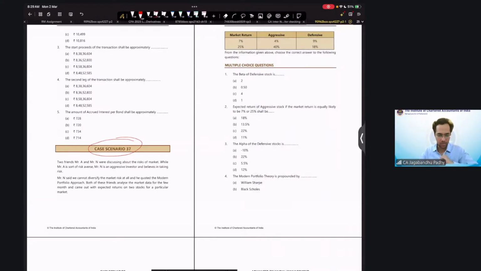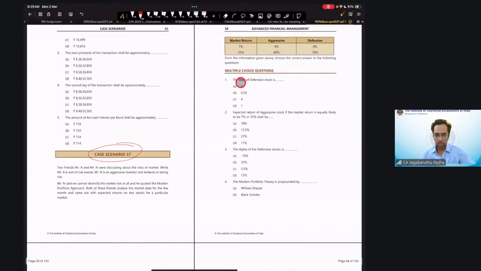Okay, let us start. Two friends, Mr. A and Mr. N, were discussing the risk of the market. While Mr. A is sort of risk averse, Mr. N is an aggressive investor and believes in taking risk. Mr. N said we cannot diversify the market risk at all, and he quoted the modern portfolio approach.